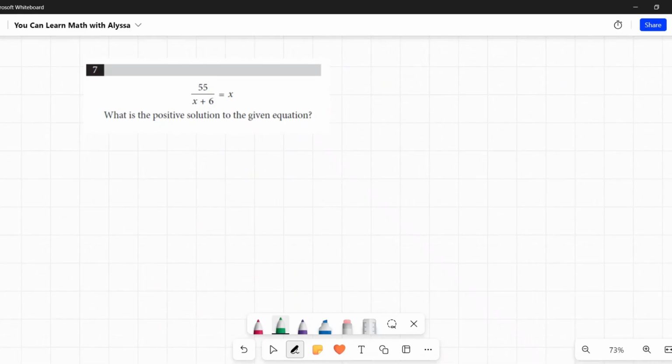Number 7, 55 over x plus 6 equals x. What is the positive solution to the given equation? Right, so I have x's on both sides. That's no good. We need all the x's on one side.